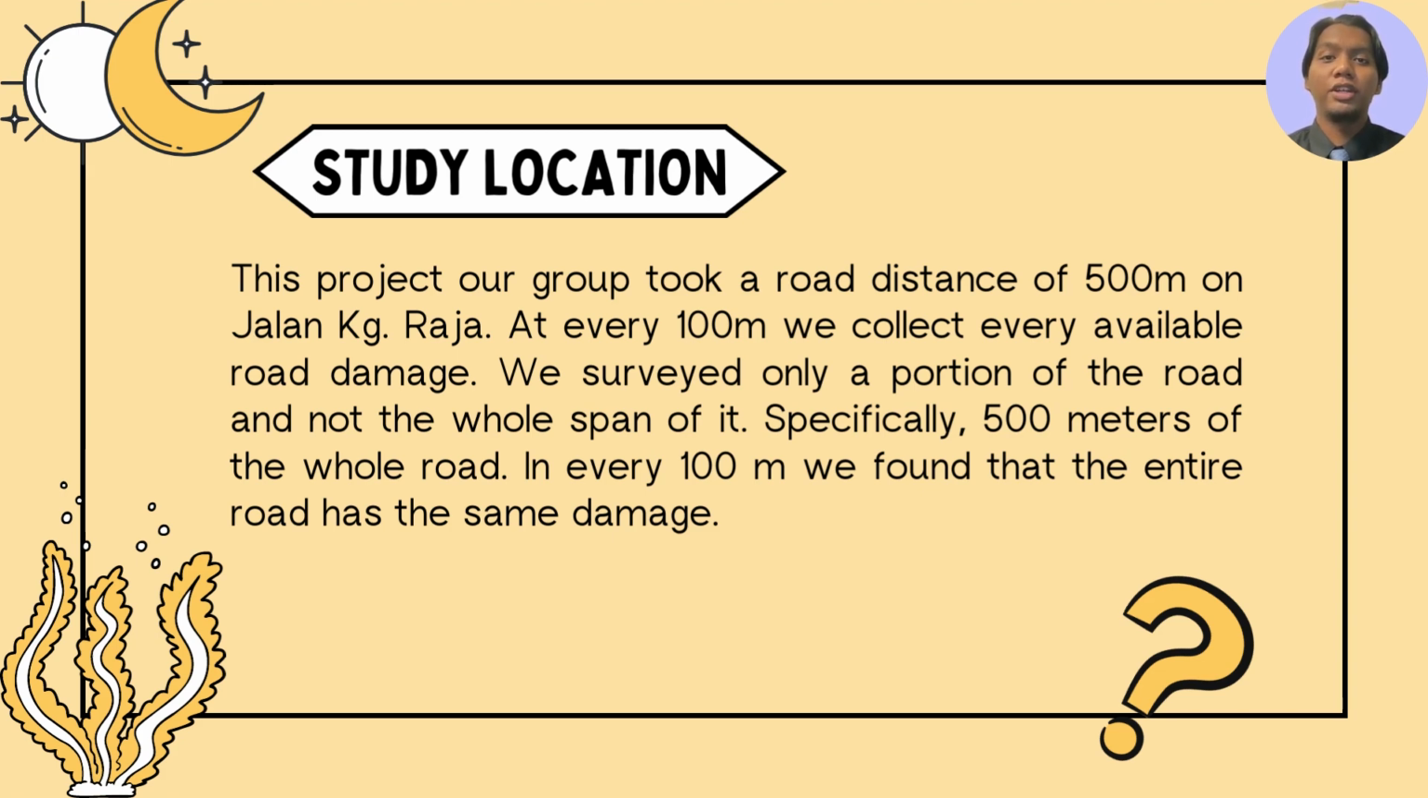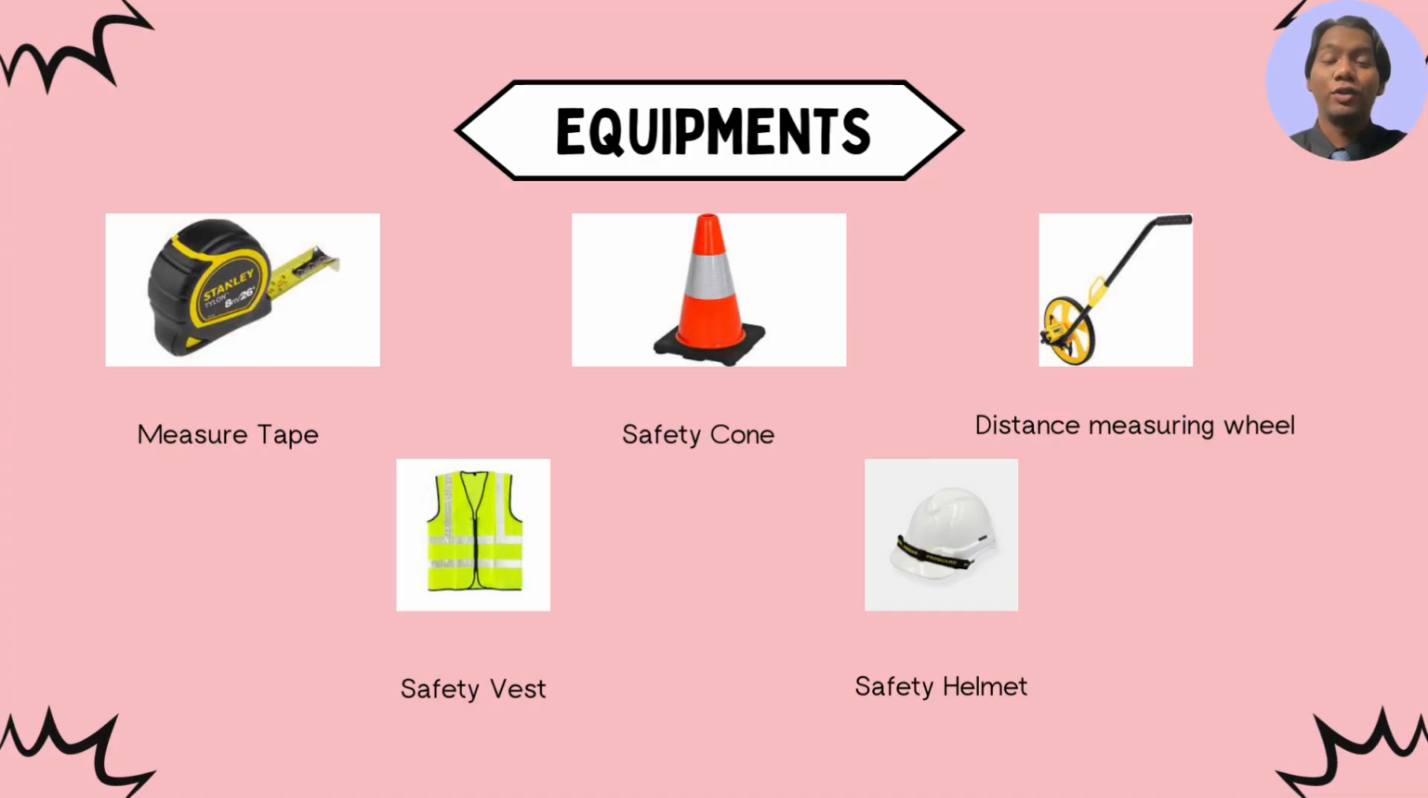So today I will present about our study location. In this project, our group took a road distance of 500 meters on Jalan Kampung Jawa. At every 100 meters, we collect every available road damage. We found that there were 6 road damages in the first 100 meters. For the second 100 meters, there are also 6 road damages. As for the third 100 meters, there are 4 road damages. At the fourth 100 meters, there are 5 road damages, and in the last 100 meters, there are 4 road damages. In every 100 meters, we found that the entire road has the same damage. For the equipment, we use measuring tape, survey data sheet, cone, spray, and distance measuring wheel.